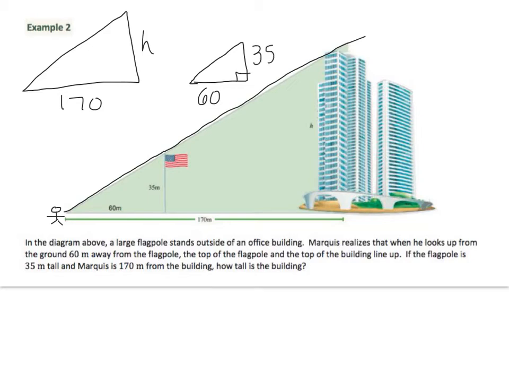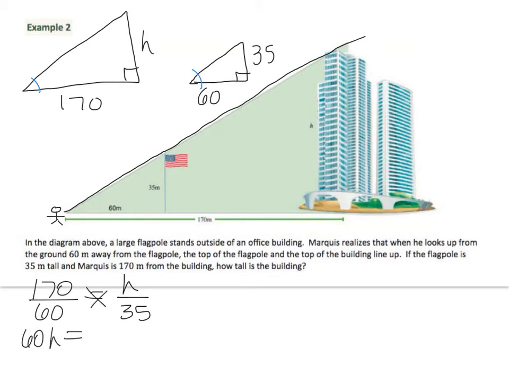These are similar triangles because they are right angle on one side and they share an angle on the other side. So let's just set up our proportion, our ratio. It doesn't matter how you do it. I'm going to say 170 over 60. I just went base of the big one over base of the little one equals h over 35. Go ahead and cross multiply.